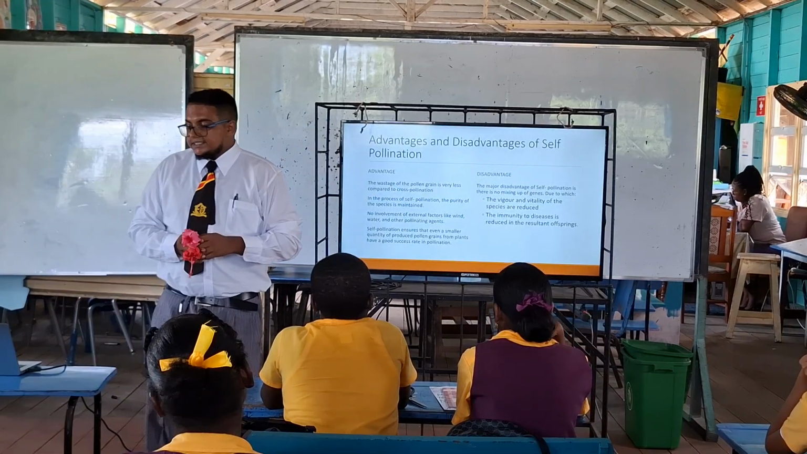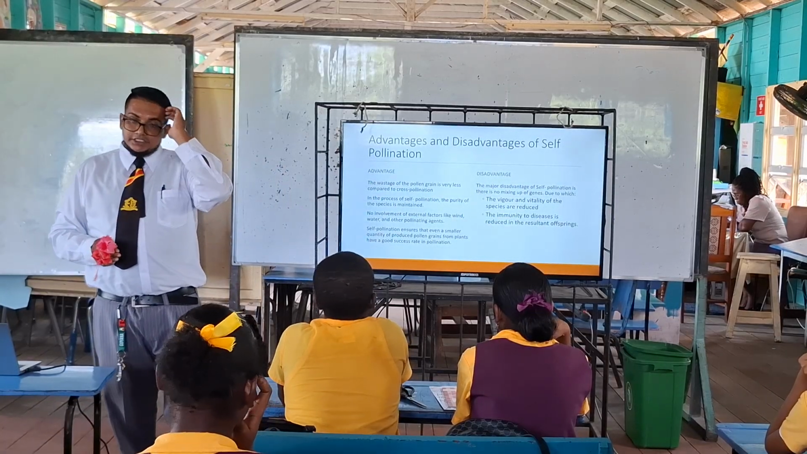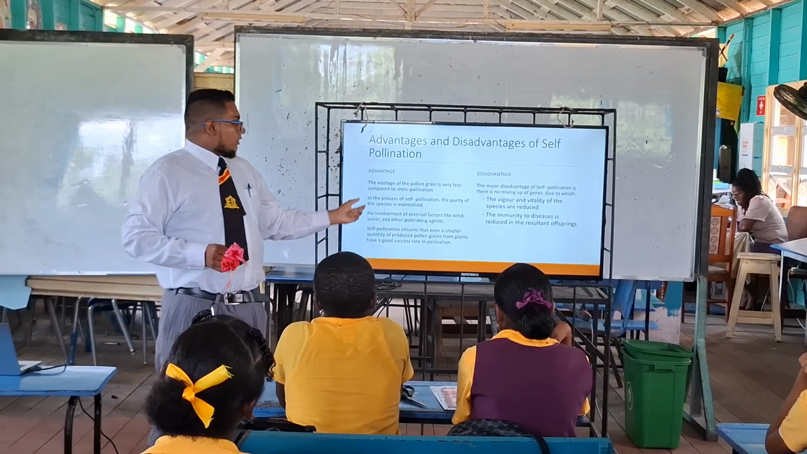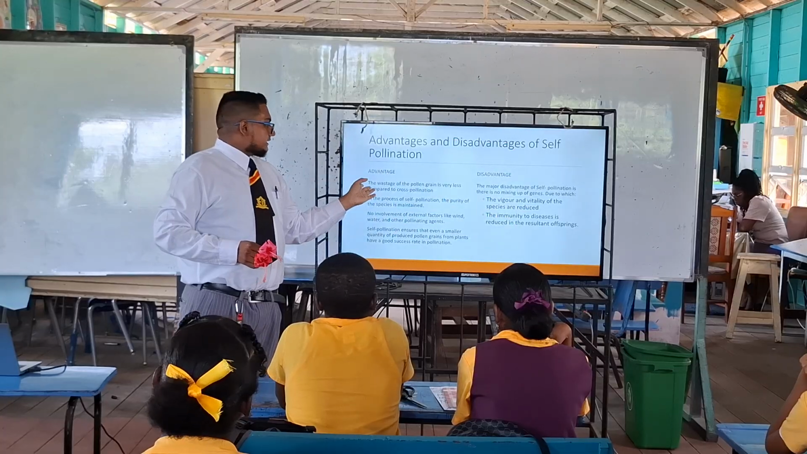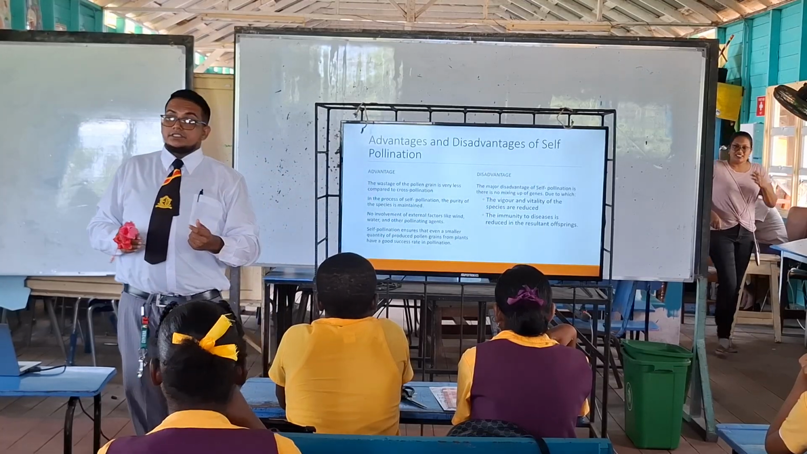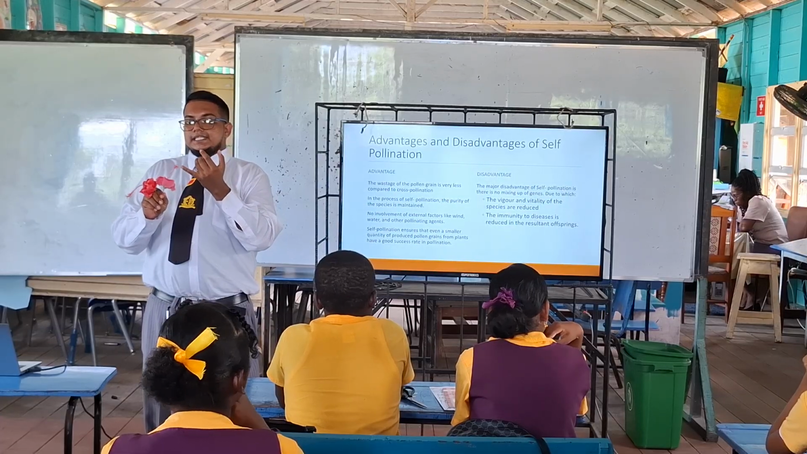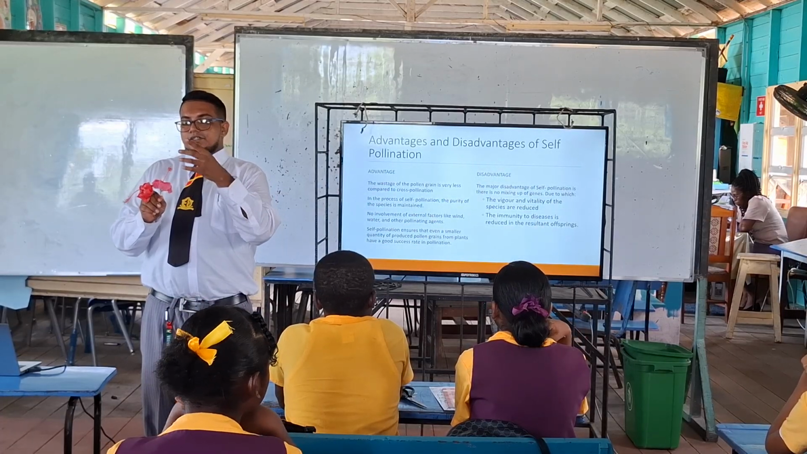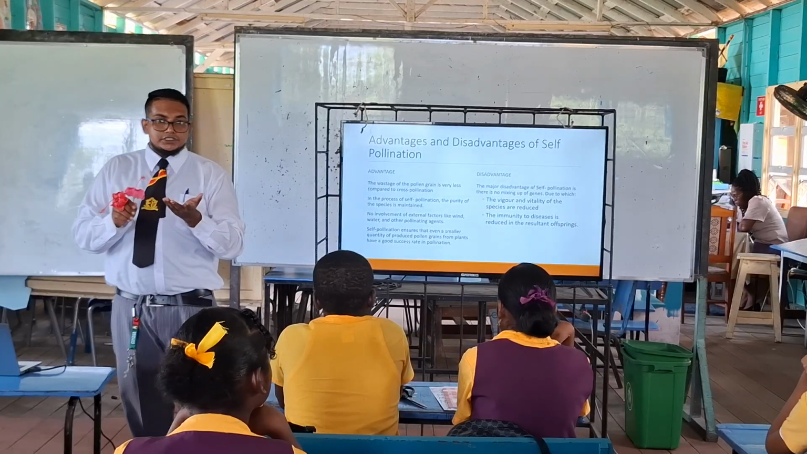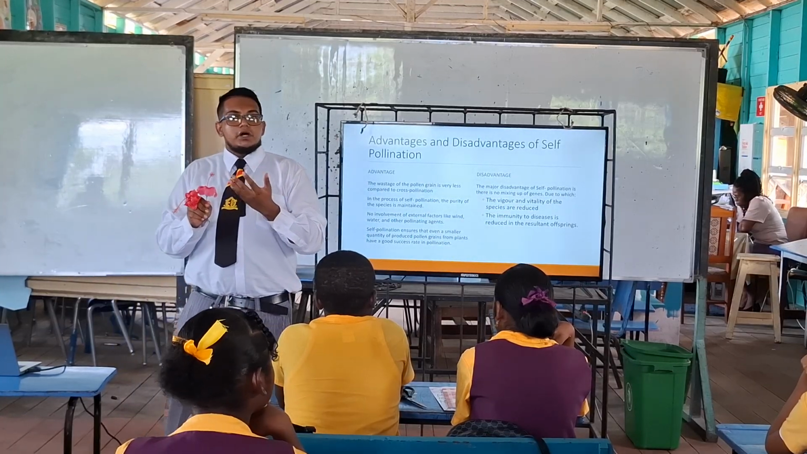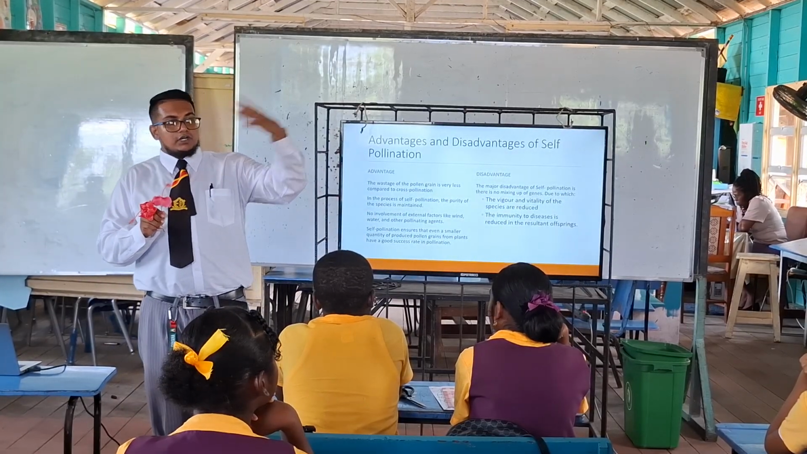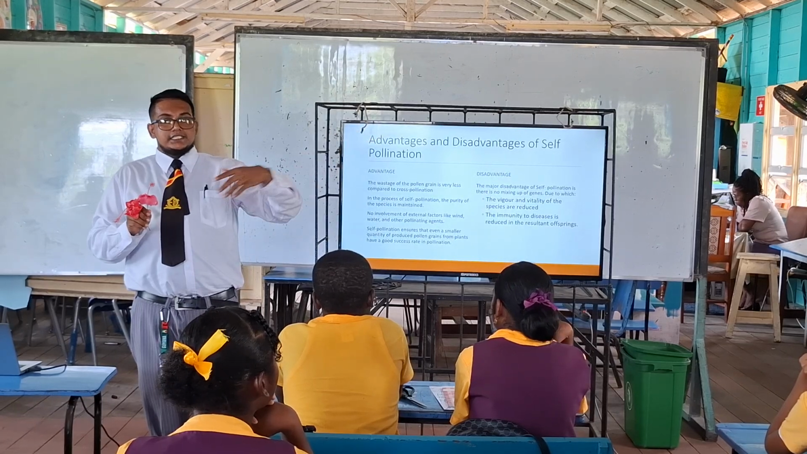Now, advantages and disadvantages of self-pollination. Advantage one: wastage of pollen grain is less compared to cross-pollination. When you think about it, the amount of pollen grains you have to take to get from this anther to the stigma right here is not much. But if you had to use pollen grains for transfer across, you would use more pollen grains and some of them will be wasted.